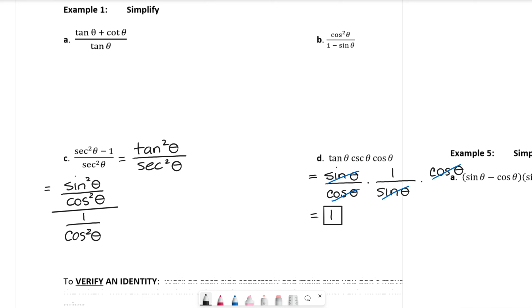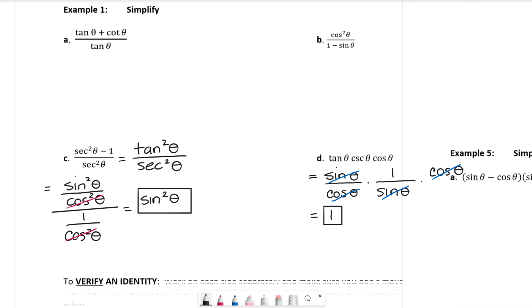Okay. And once we see these two rationals have common denominators, we can cancel those and be left with sine squared theta over 1, which simplifies to just sine squared theta.